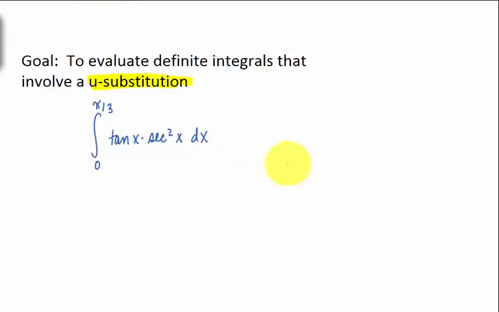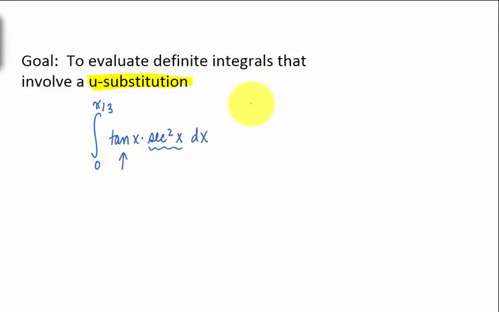So when we look at this problem, remember, when you're doing an integration problem, you always want to see if you recognize the antiderivative first. In other words, is there a function that we can take the derivative of that results in this integrand? I don't think there is. However, if you look at just the secant squared piece, we know the derivative of tangent is secant squared, and we have a tangent right here.